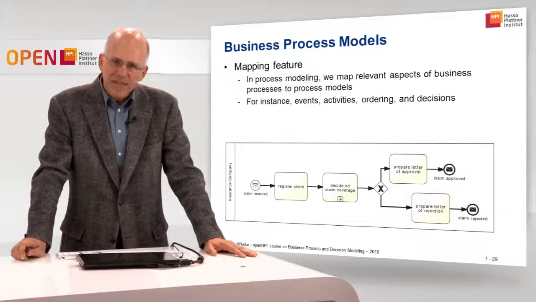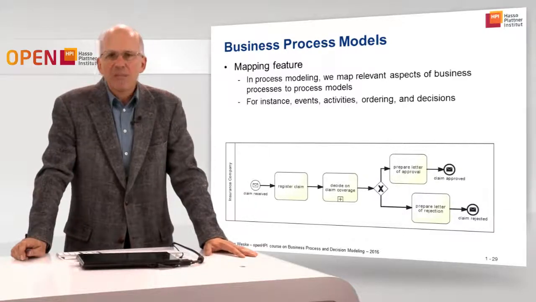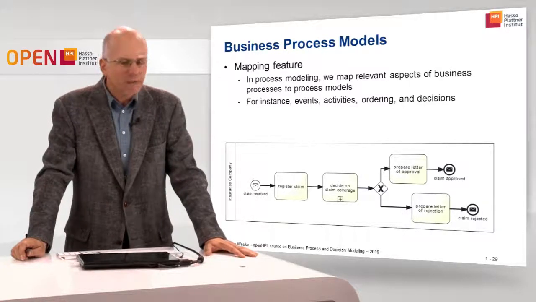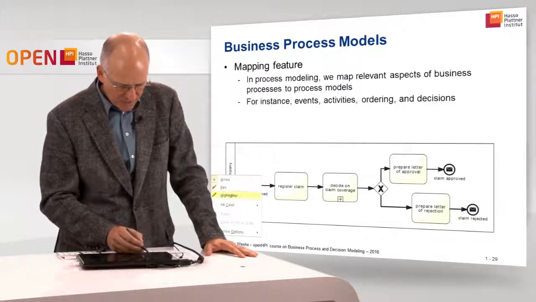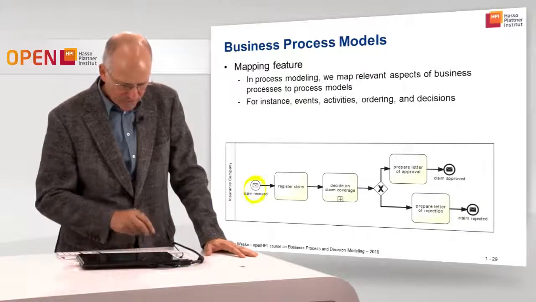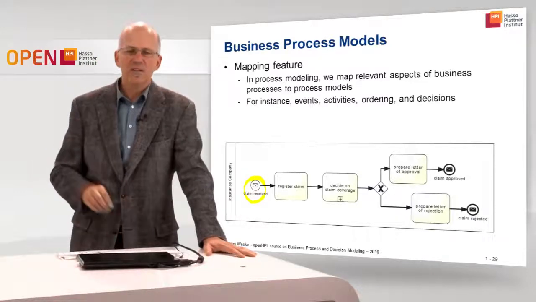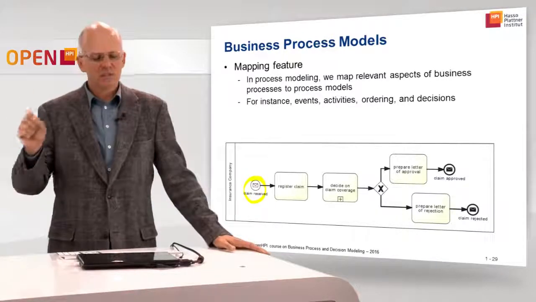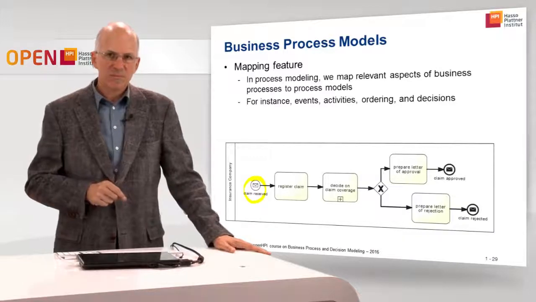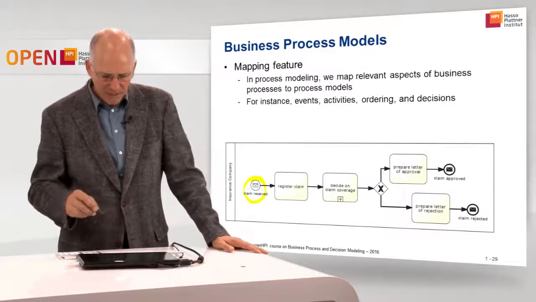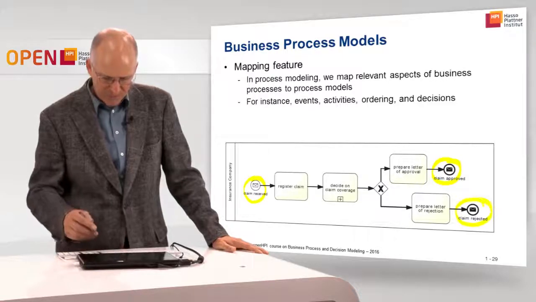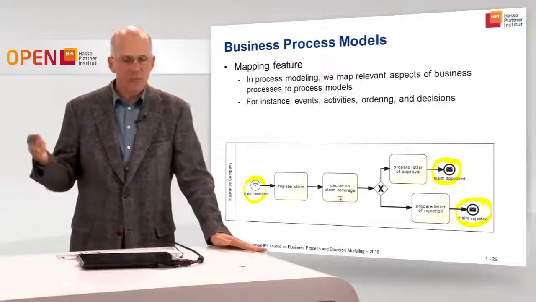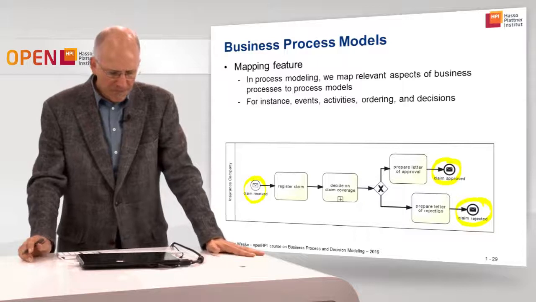Well, it's events, certain happenings in the real world that have a meaning for the business process. And here we have, for instance, the claim received event, a happening in the real world that needs to be mapped to the business process model. And other events are here claim approved and claim rejected. These are specific types of event. We will cover that later.